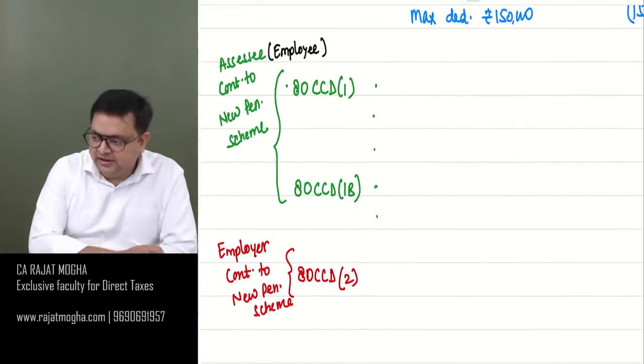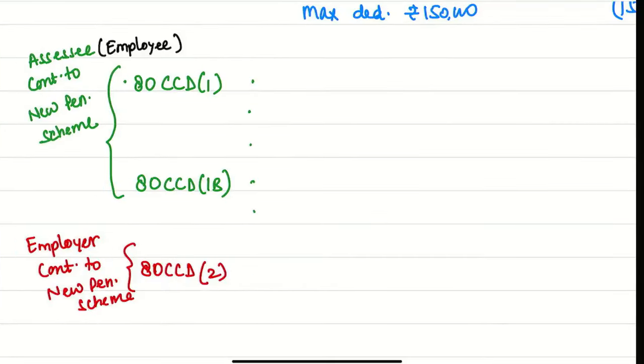Please make it neatly. 80CCD1, I've left some 3 lines. 80CCD1B, some 2 or 3 lines. Then 80CCD2. 80CCD2 is for employer contribution. CCD1 and 1B is for assessee's contribution, whatever the assessee is contributing.